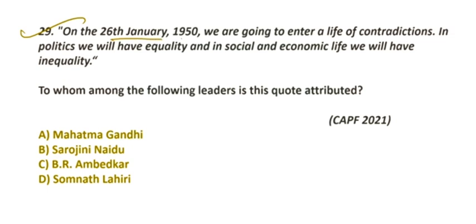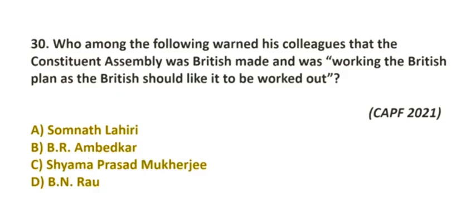29. On the 26th January 1950, we are going to enter a life of contradictions. In politics, we will have equality, and in social and economic life, we will have inequality. To whom among the following leaders is the quote attributed? Option number C, B.R. Ambedkar. Question number 30. Who among the following warned his colleagues that the Constituent Assembly was British made and was walking the British plan? Option number A, Somnath Lahiri.